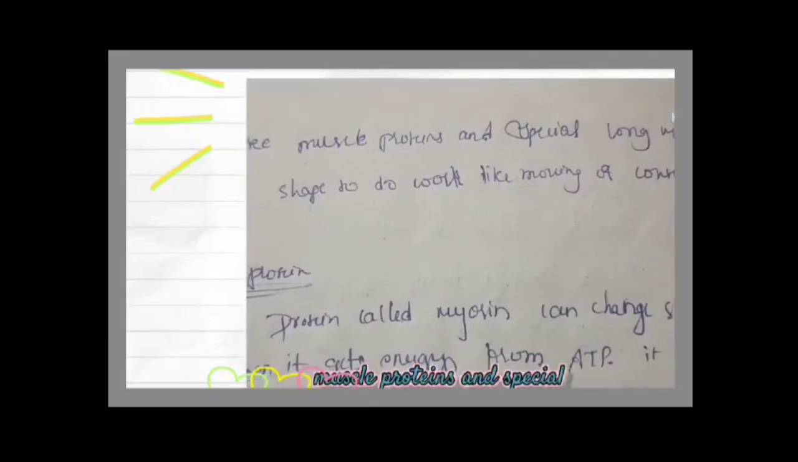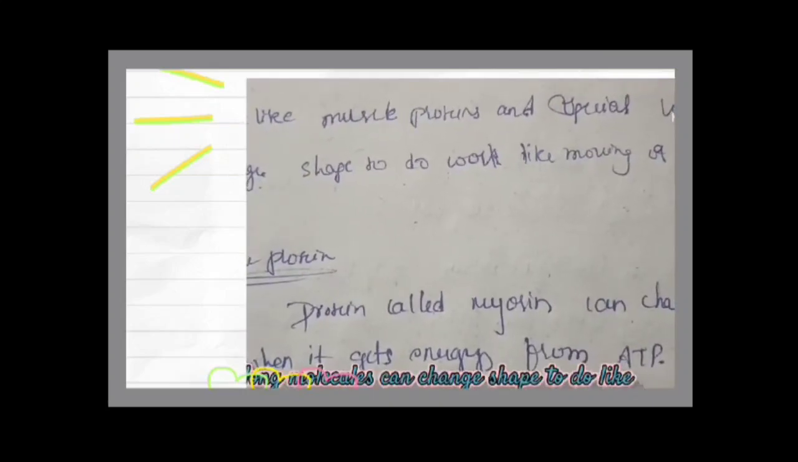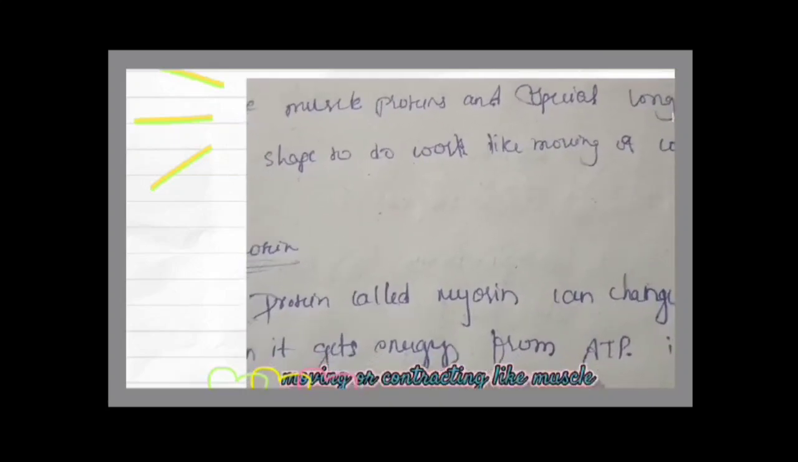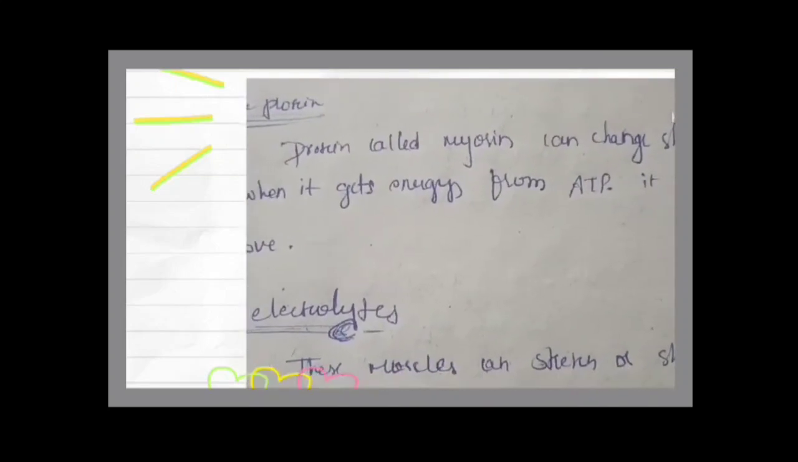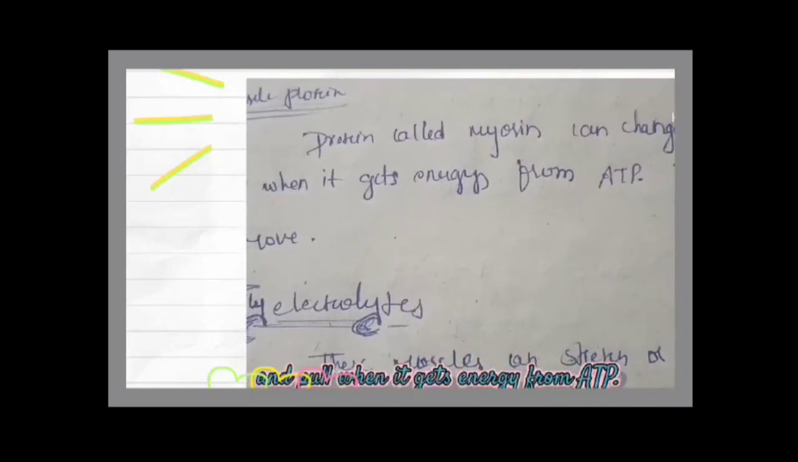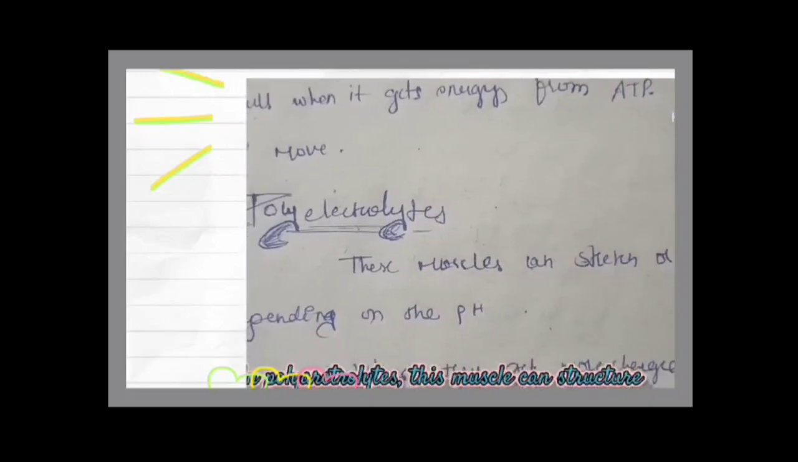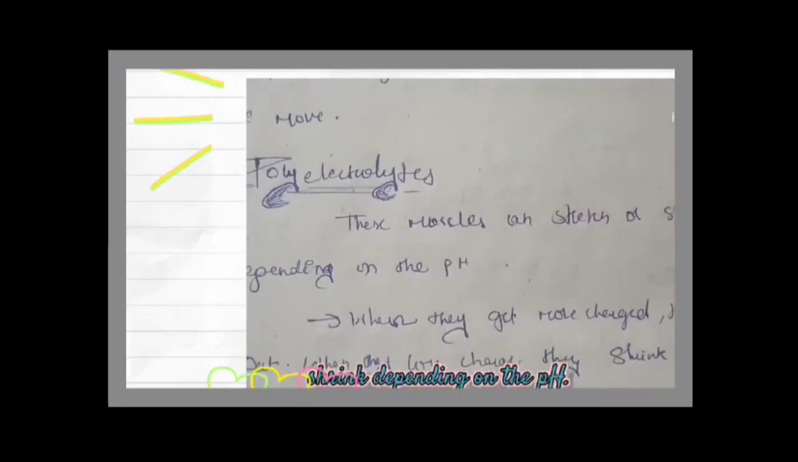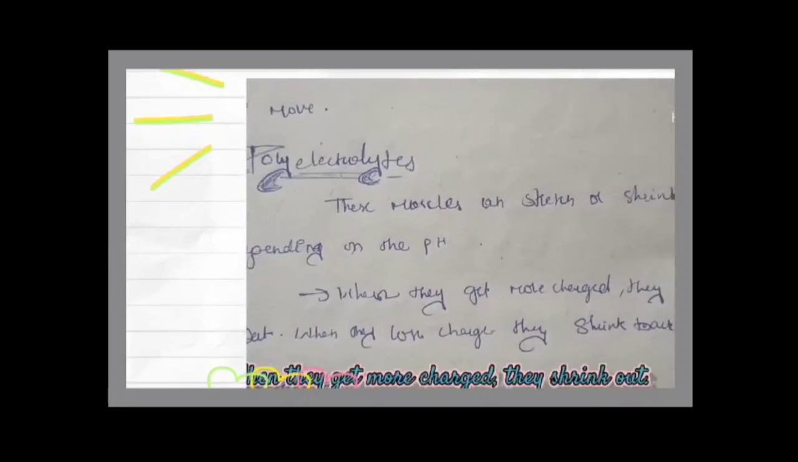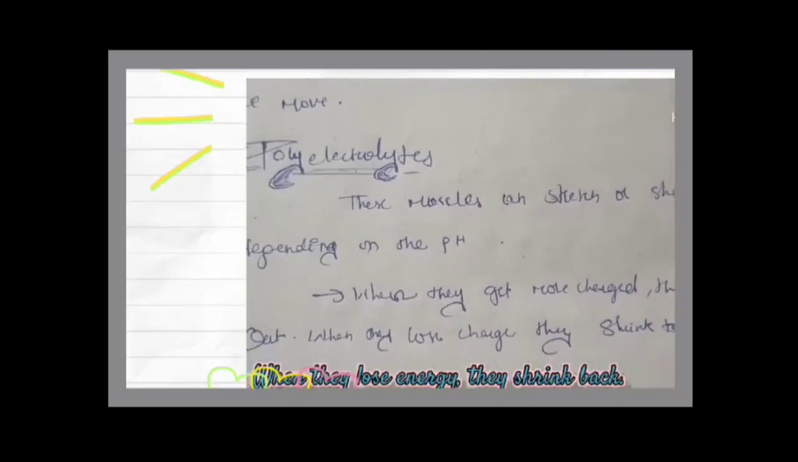Proteins like muscle proteins and special long molecules can change shape to do work like moving or contracting. Muscle proteins called myosin can change shape and pull when they get energy from ATP. It helps muscles move. Polyelectrolytes can stretch or shrink depending on the pH. When they get more charged, they stretch out. When they lose charge, they shrink back.